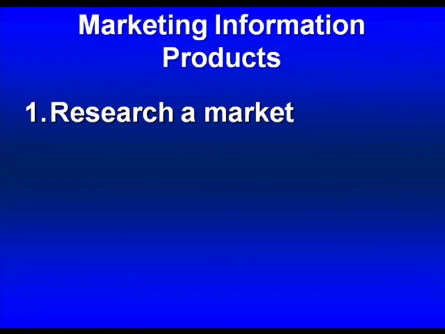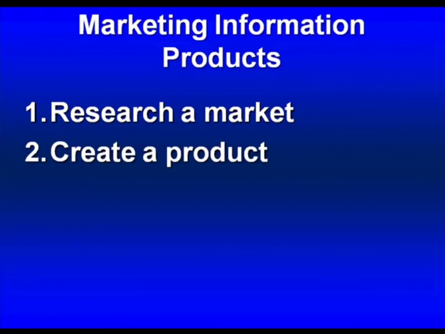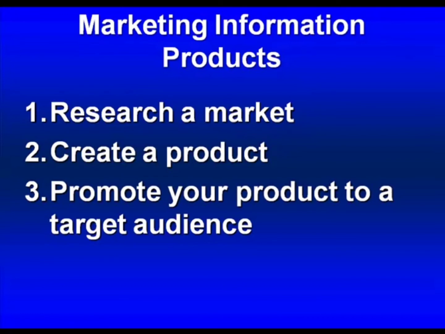Marketing information products. Essentially what this means is, there's a couple steps, let me go through them. First, you research the market and get a good feel for things. Then you create a product for that market, and then promote your product to a target audience. So what this would mean, of course, is that you go out and, let's say, for example, you want to get involved in dog training.